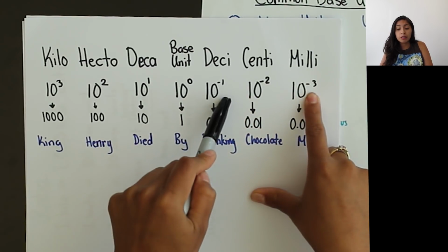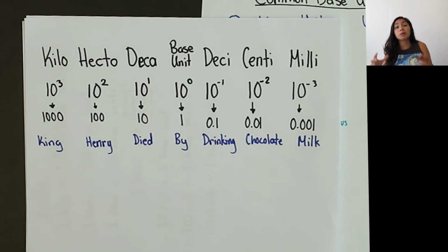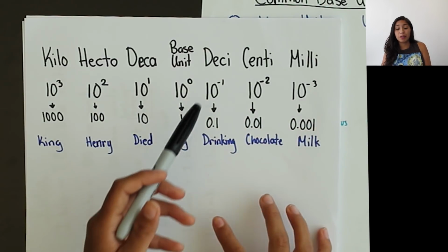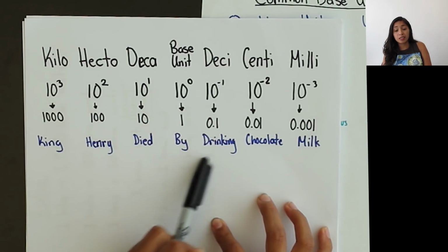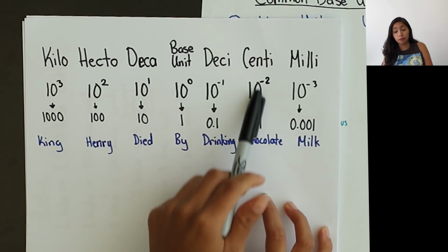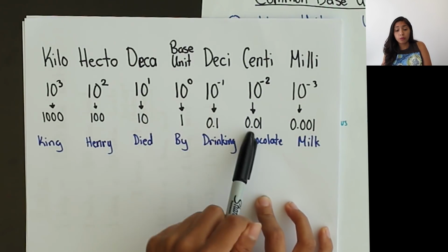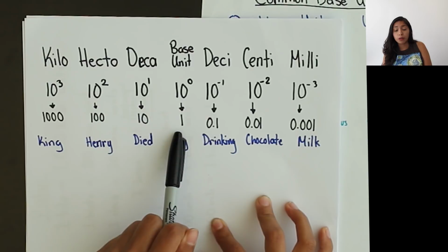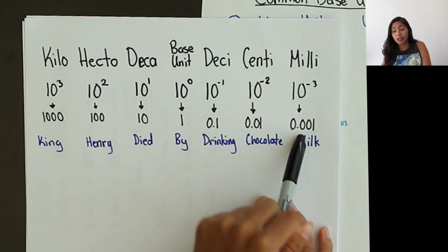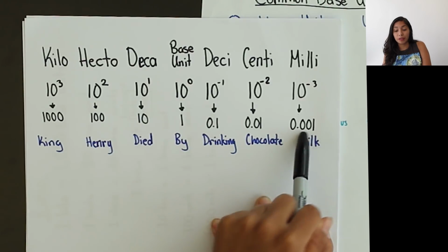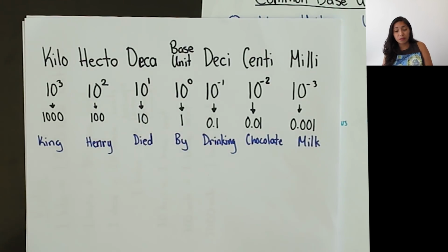Deci, centi, and milli have negative 1, negative 2, negative 3. And this is because they're smaller than the base unit. So 10 to the negative 1 is 0.1. A deci is 0.1 of a base unit. Centi, 10 to the negative 2 is 0.01. So a centi is 0.01 of a base unit. Milli is 10 to the negative 3, and that's 0.001. And a milli is 0.001 of a base unit.